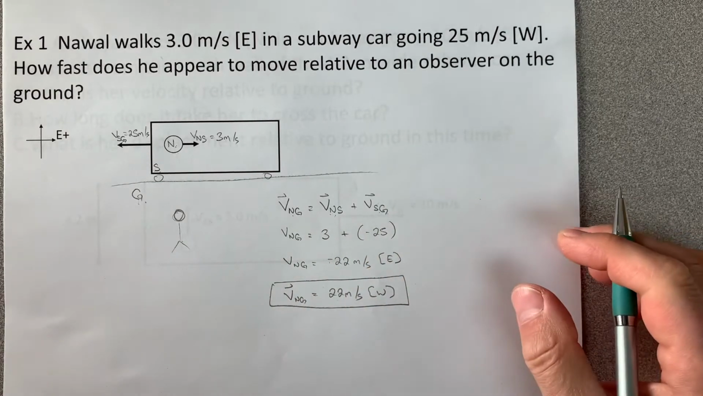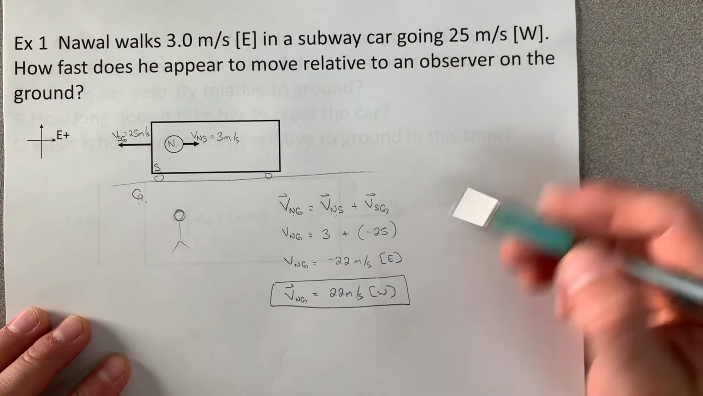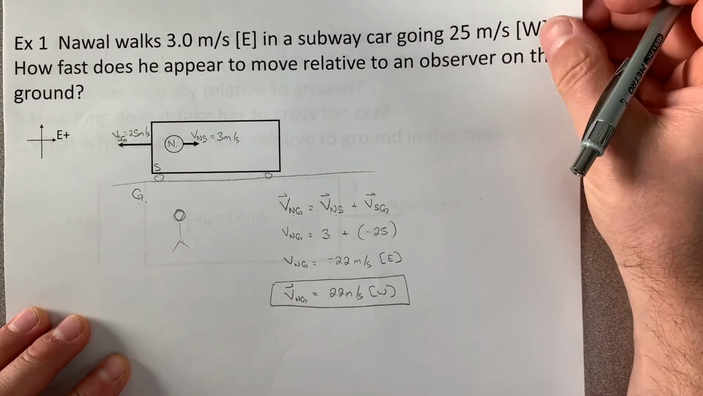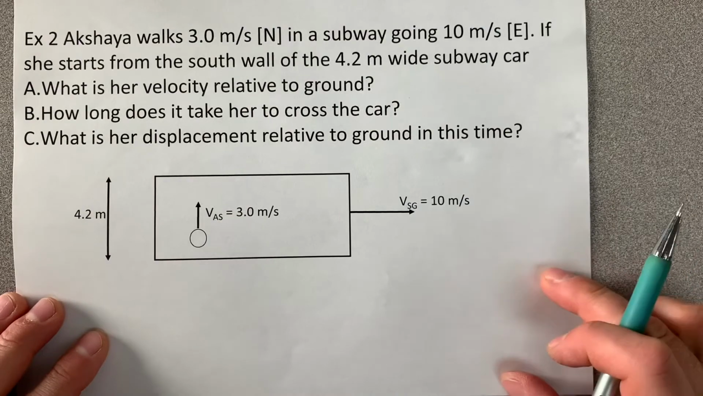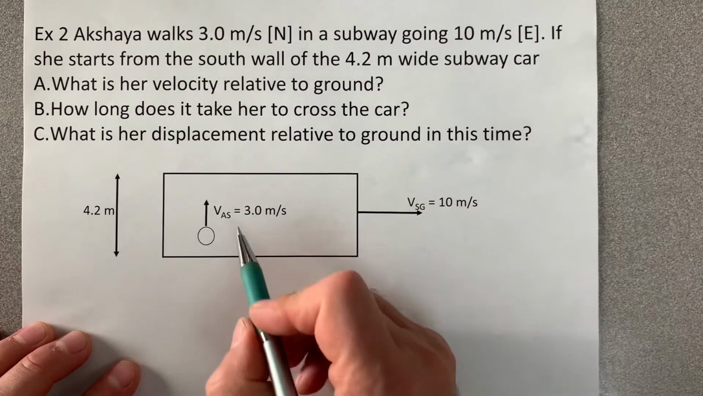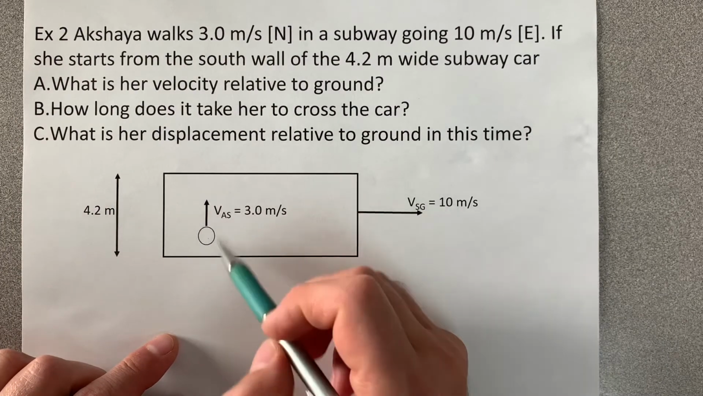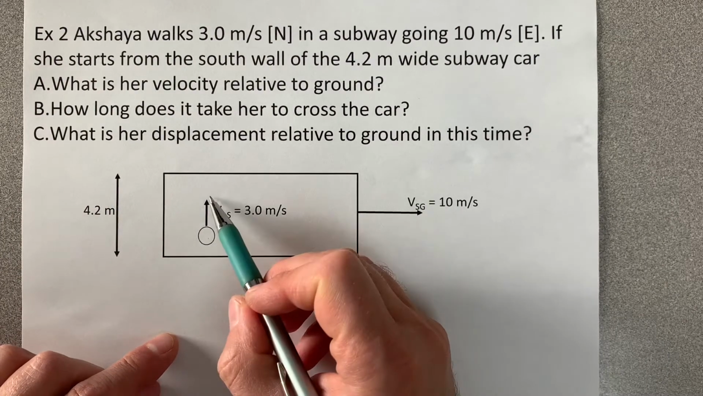Okay, so again, this is a really easy question. It's one you could do in your head, but they will get harder, and this just indicates how we can do these questions. Okay, so now a little bit harder one. Akshaya, in this case, is walking at 3 meters per second north. So here's my 3 meters per second north.